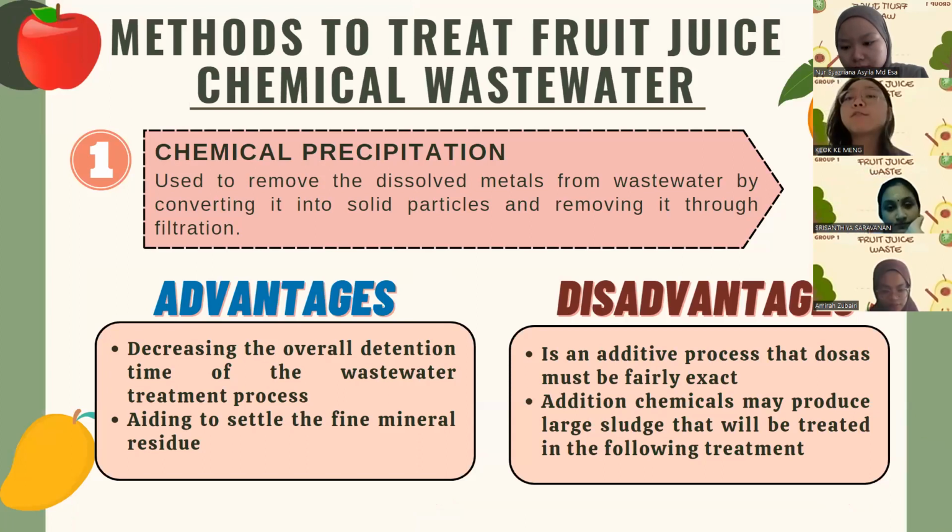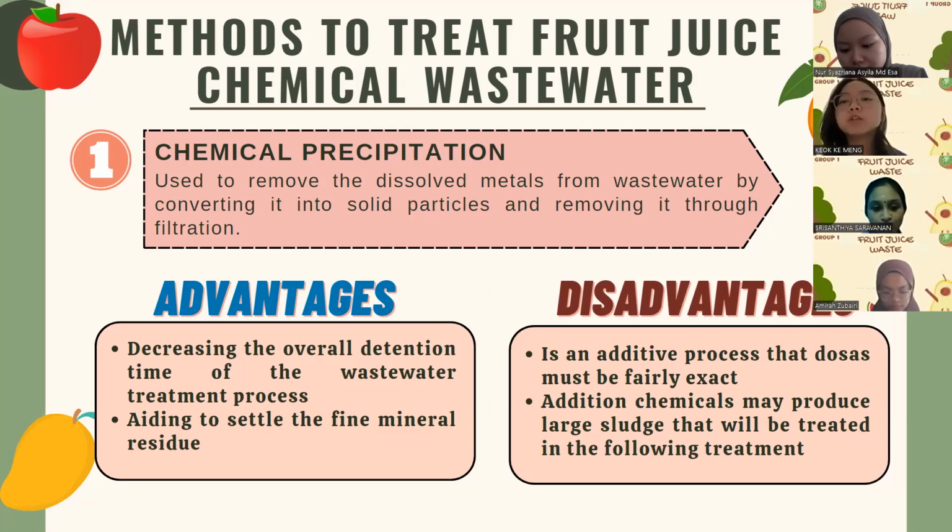So there are a few methods to treat fruit juice chemical waste. One is chemical precipitation, which is a process used to remove dissolved metals from wastewater by converting them into solid particles and removing them through filtration. So this is used to remove the residue of the fertilizers or pesticides from the fruits.